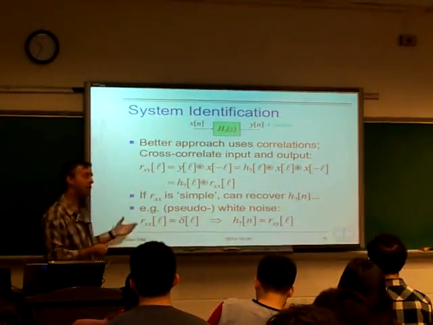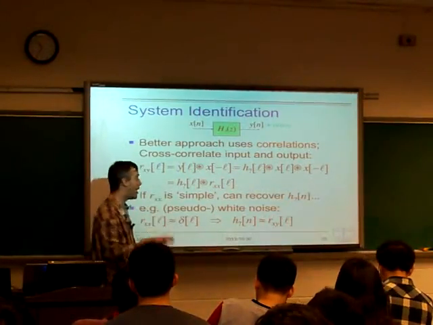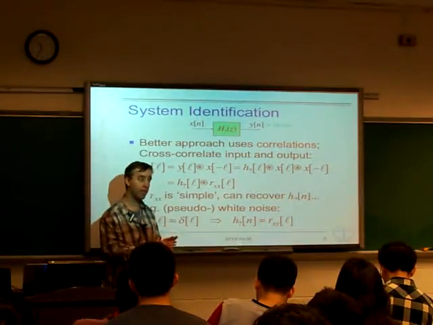So this is actually how they measure impulse responses of things like concert halls. They'll go in with a speaker, play a white noise sequence, record it, and then do the cross-correlation to recover the impulse response.